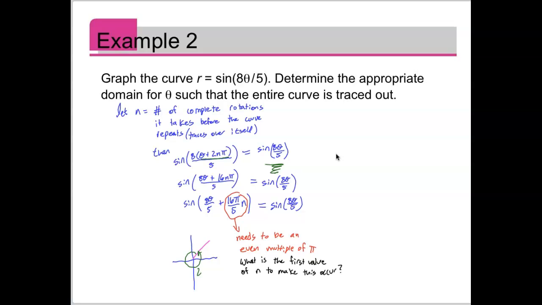Okay, well, we can just try values of n, and then we can look at values of 16 pi over 5 times n. So if I do 1, then I get 16 pi over 5. That's definitely not an even multiple of pi, right? If I do 2, I get 32 pi over 5. Still not an even multiple of pi. 3, 48 pi over 5. Still not. 4, 64 pi over 5. Still not. 5, that's going to simplify to 16 pi, right?